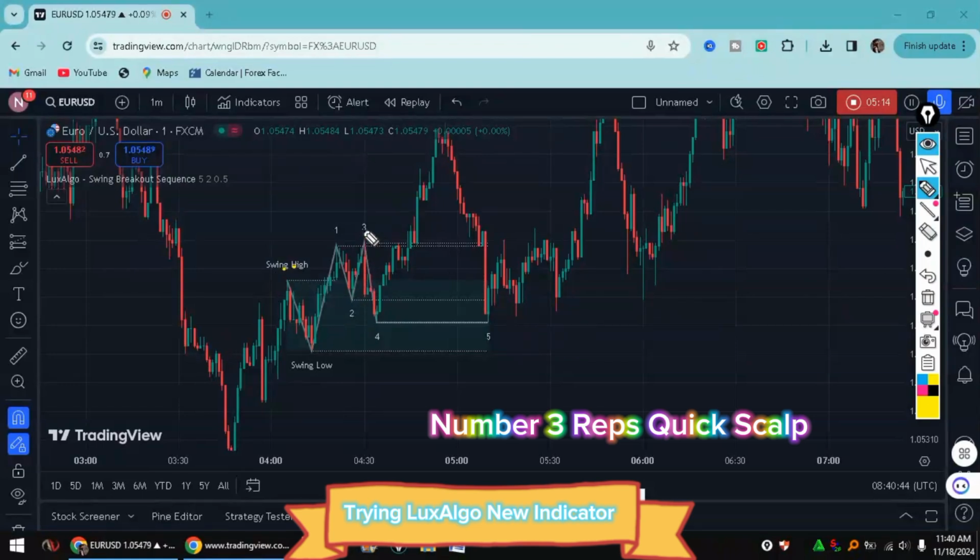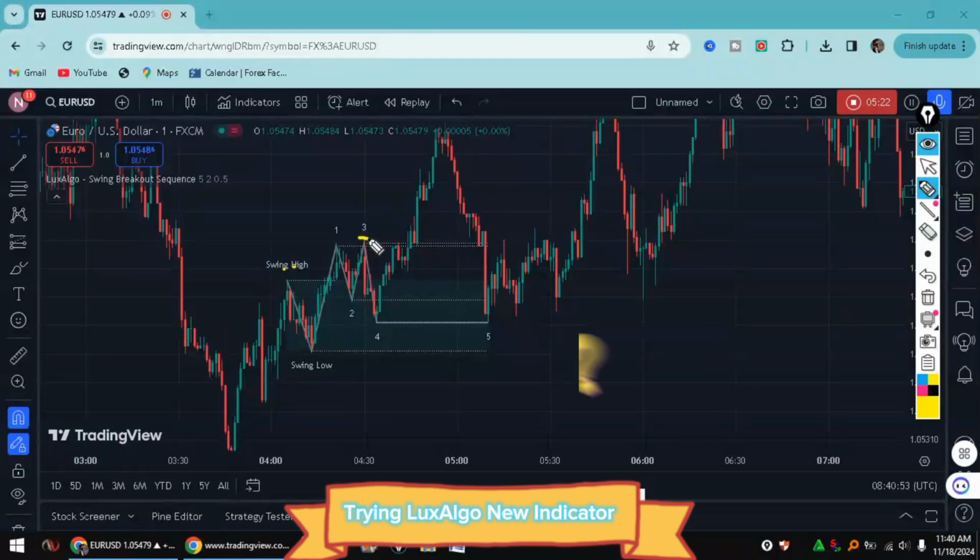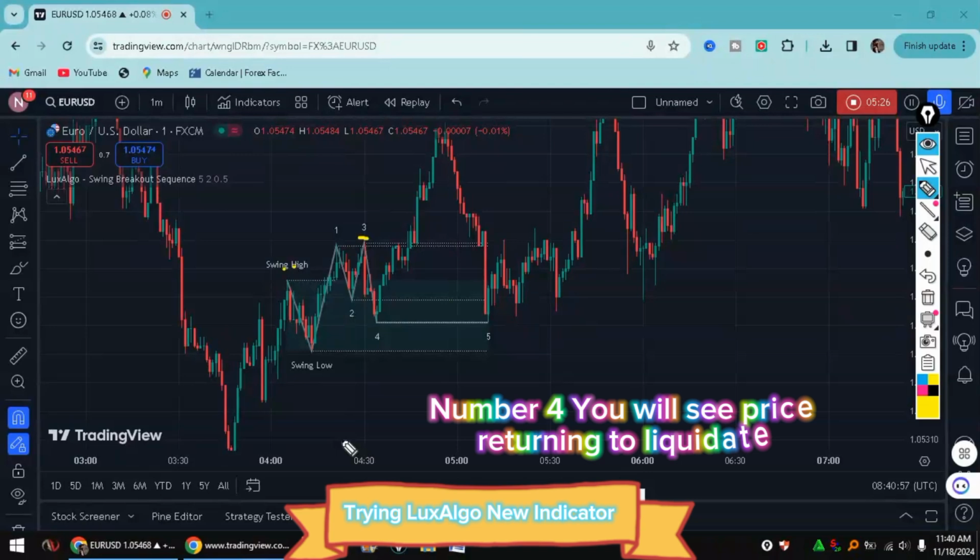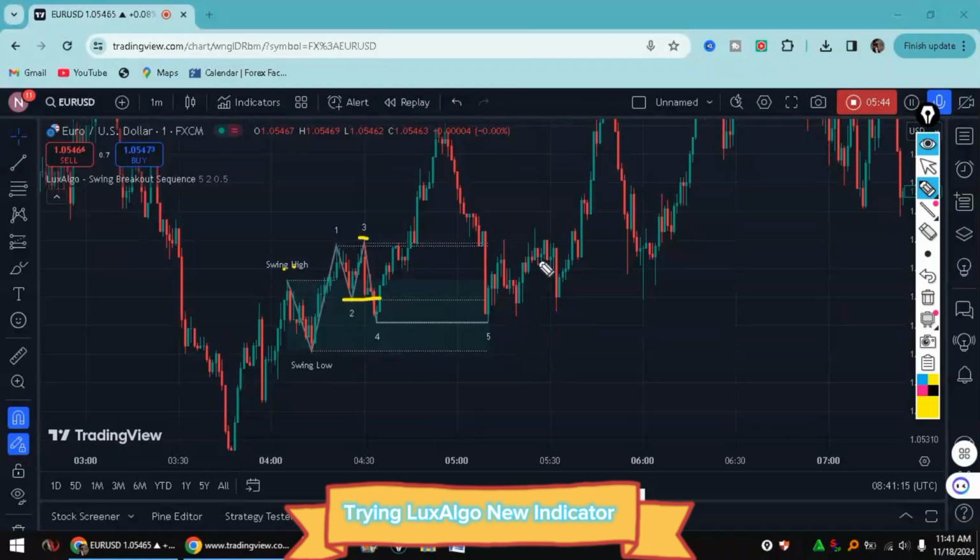But at that point you're not supposed to execute your trades. That's what you're supposed to know. The reason why you're not supposed to execute your trade is that at point number 4 you will have price returning to liquidate. And you can see it was really liquidated, the price closed below it, and later on you can see it rising.